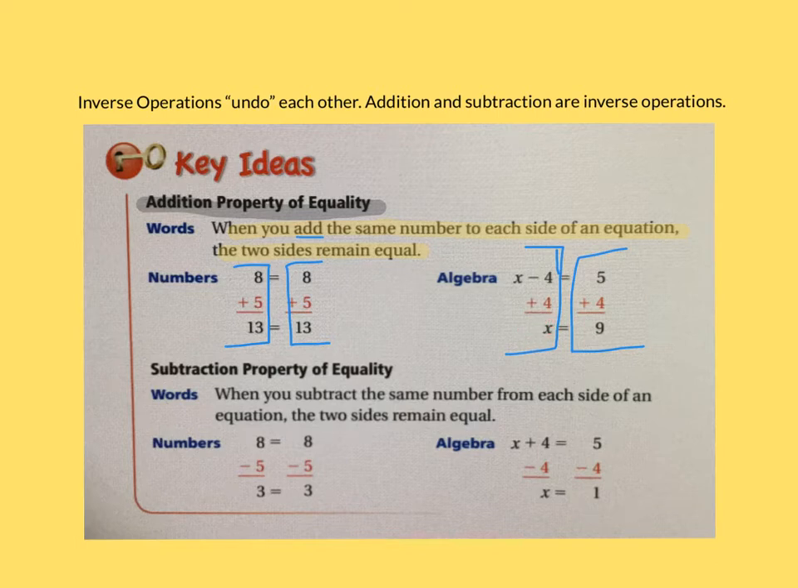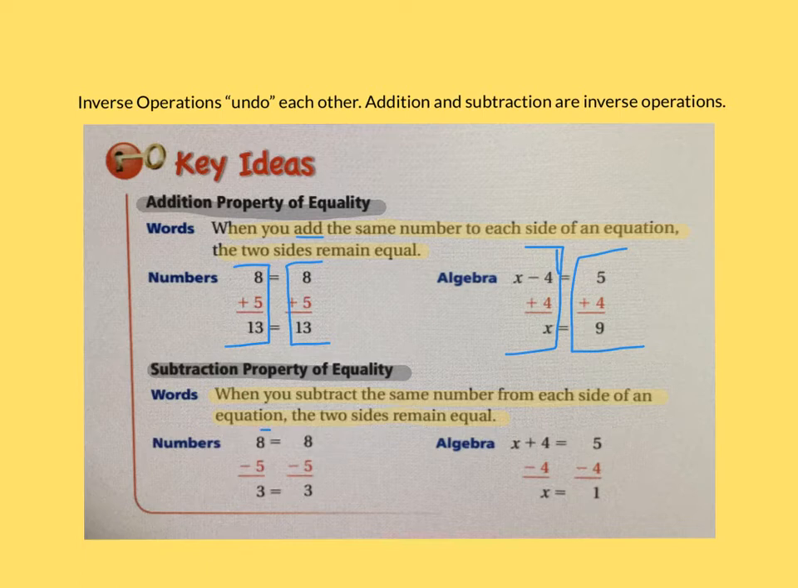So this is just the addition property of equality. We know that if we add one number to one side, we have to do it to the other. So it's the same situation when we look at the subtraction property of equality. When you subtract the same number from each side of an equation, the two sides remain equal. Okay, I want you to write all this out if you haven't been. It's good to write these things so that you're seeing them.